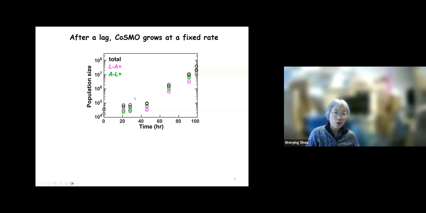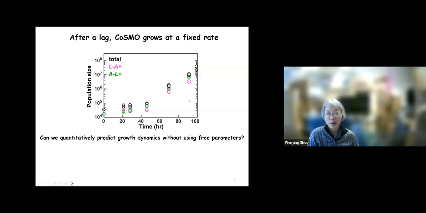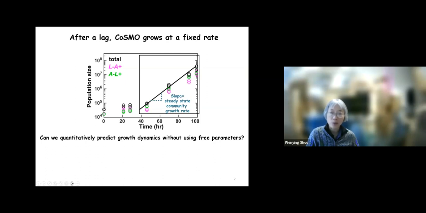Of course there are features you can try to understand. For example, we might want to understand the duration of the lag phase. But I chose an easier problem. We tried to figure out whether we can predict the steady state. We call it the steady state community growth rate because the growth rate is not changing; it's growing at a constant rate. The slope of that is the steady state community growth rate, and we call this GSS, the growth rate at steady state.